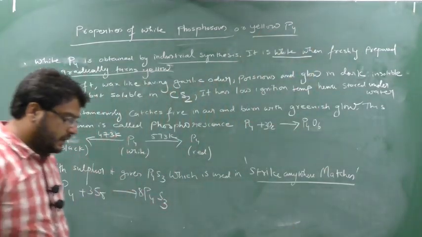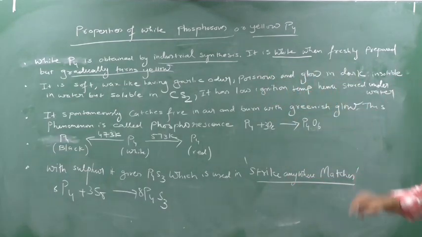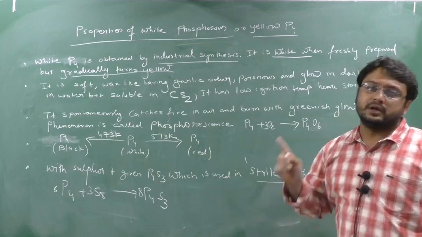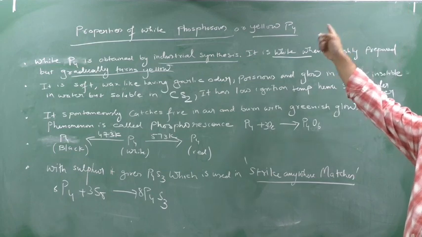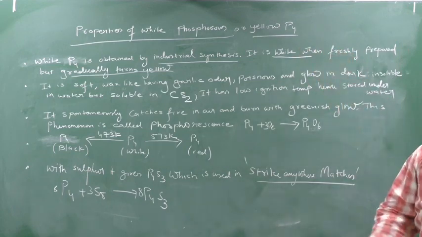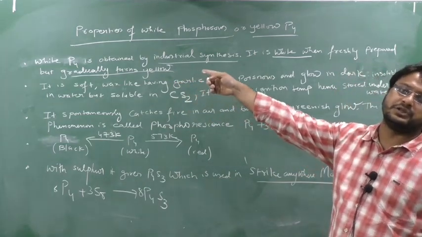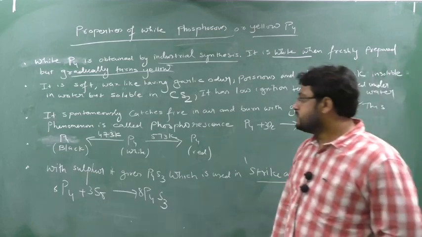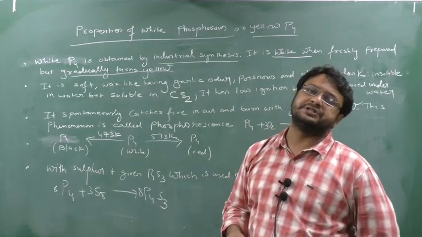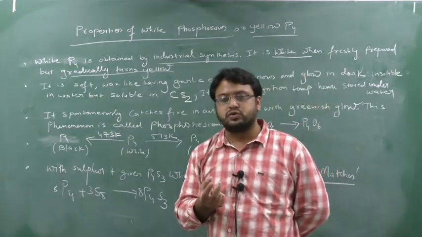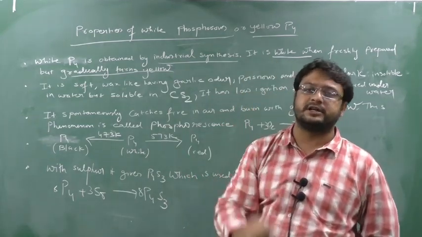So the first point is that white phosphorus is synthesized in industry. When freshly prepared, it will be extremely white, but as time passes it will turn pale yellow or yellow in color, hence it is also known as yellow phosphorus. Clear? It is very soft and wax-like in nature, like a cream. When you apply a cream like Boroline in the monsoon, it is a waxy substance, like Vaseline.